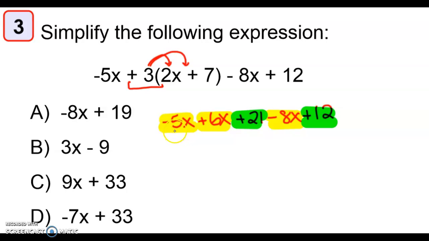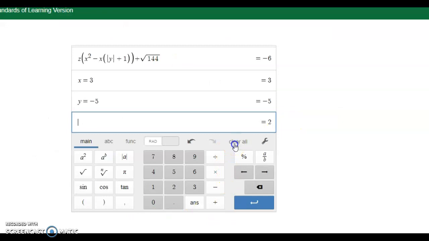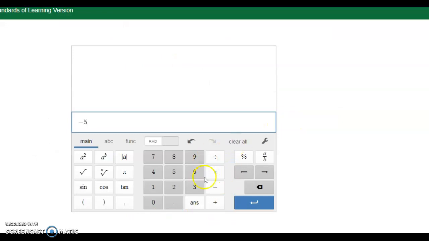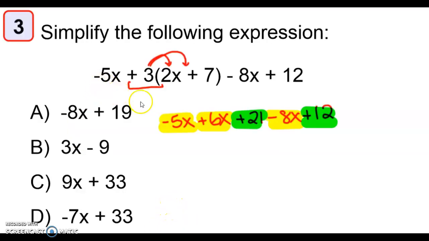So I have negative 5 plus 6 minus 8. And we can use Desmos here. Negative 5 plus 6 minus 8. I notice that that gives me negative 7. So I'm going to say negative 7x. 21 plus 12 looks like it gives me a 33. And it looks like I'm left with answer choice D.